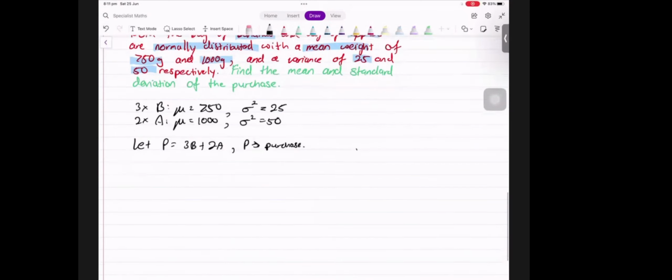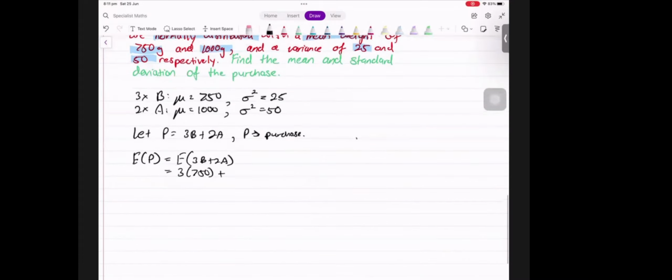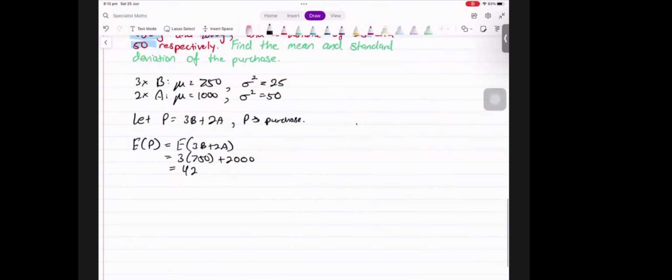So now we're looking for the mean and standard deviation. The mean of the purchase would be the expected value of 3B plus 2A, which is the same as 3 times B, which is 750, plus 2 times A, which is 2,000. Let me add that up and check my solutions. This should give you 4,250 grams. I'll have a quick check on my CAS just to make sure.